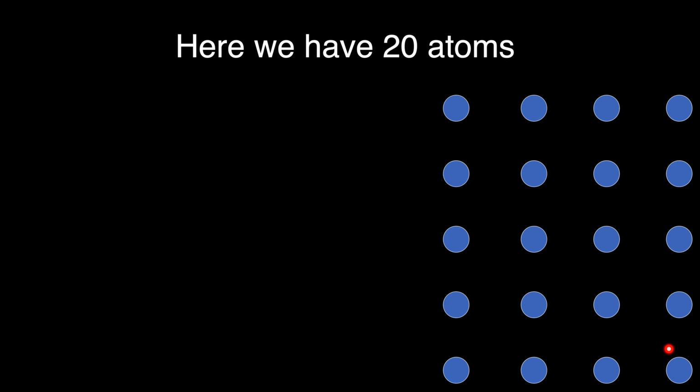Here we have 20 circles, and each circle represents a radioactive atom. These radioactive atoms will randomly break down. They will randomly decay. To model this random process, we are going to roll a die.